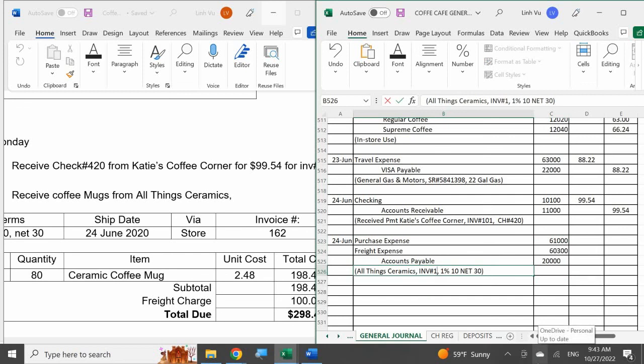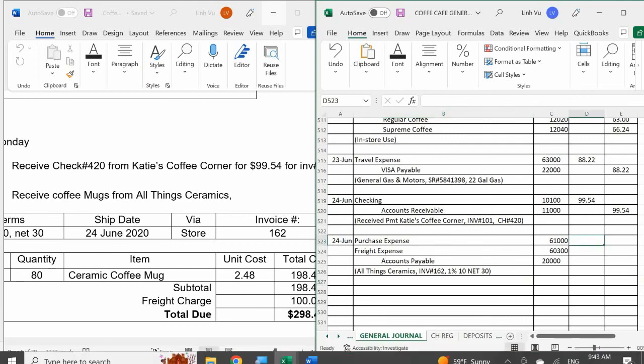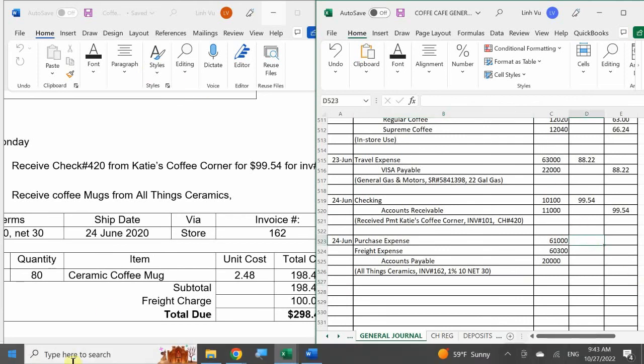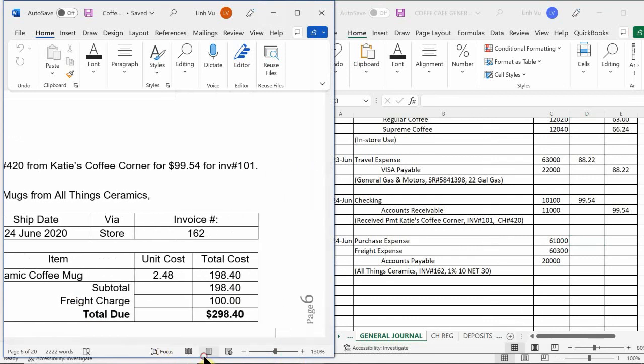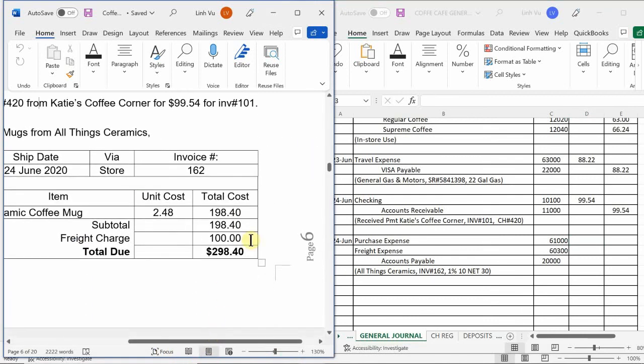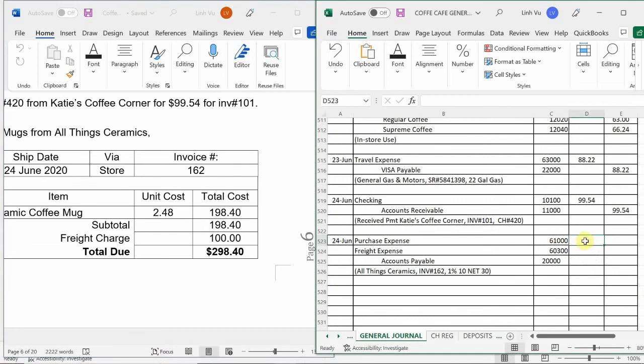All Things Ceramics, invoice number 162. For how much was my purchase? 298.40. So I'm talking about just the purchase expense, 198.40, and then $100 worth of freight. That gives you your total of $298.40.